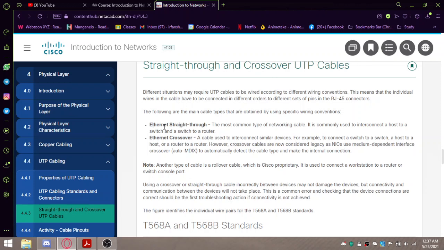The first one is Ethernet straight through and crossover. Okay, the most common type of Ethernet networking cable is copper straight through. It's commonly used to interconnect a host to a switch and a switch to a router.